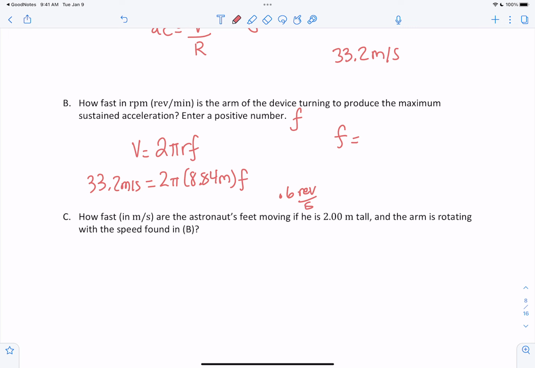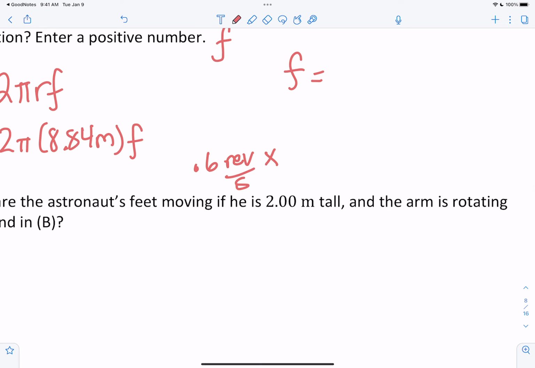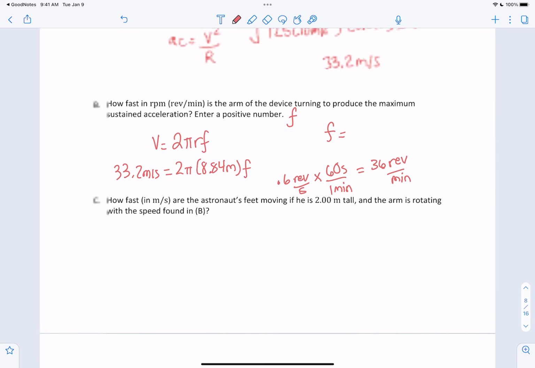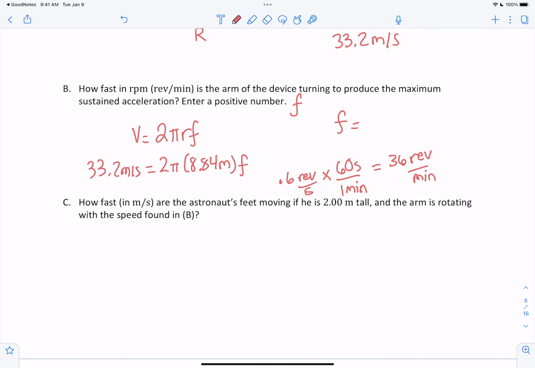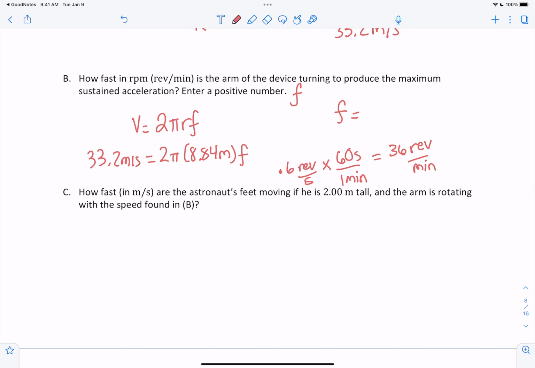Let me see here actually real quick. Yeah, no, that's right. Yes, 0.6 revolutions per second. And so we want it in revolutions per minute. So 60 seconds, that's 1 minute. Seconds cancel out with seconds. So then we get, this should be 36 revolutions per minute roughly. So that's our revolutions per minute, that's our frequency.